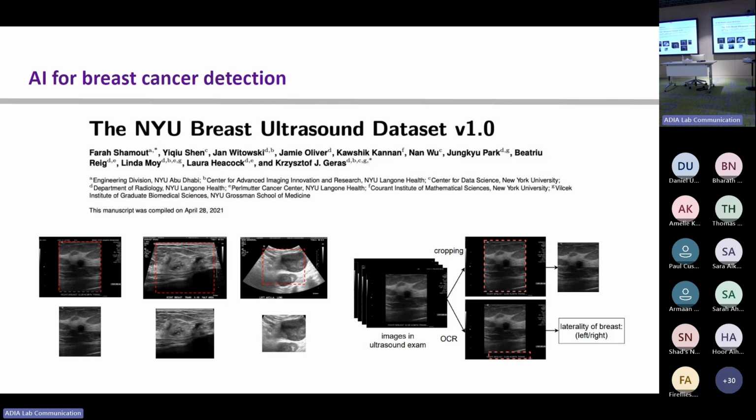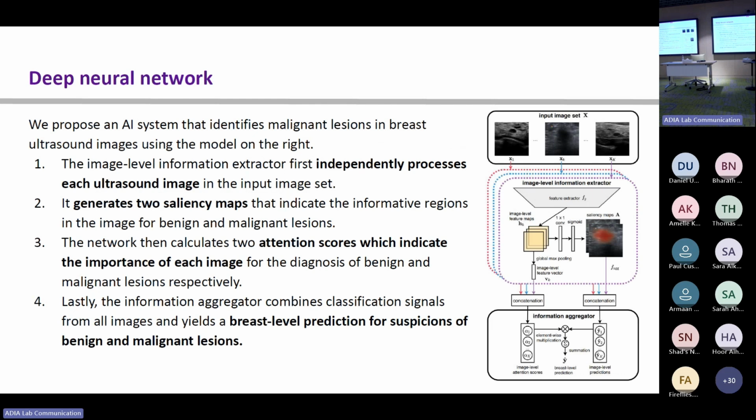We actually spend a very substantial effort on data pre-processing for most of our projects. This is the general architecture of the model, where you have a sequence of images collected from within an ultrasound exam, and then you process one image at a time, and then combine them all through an information aggregator.